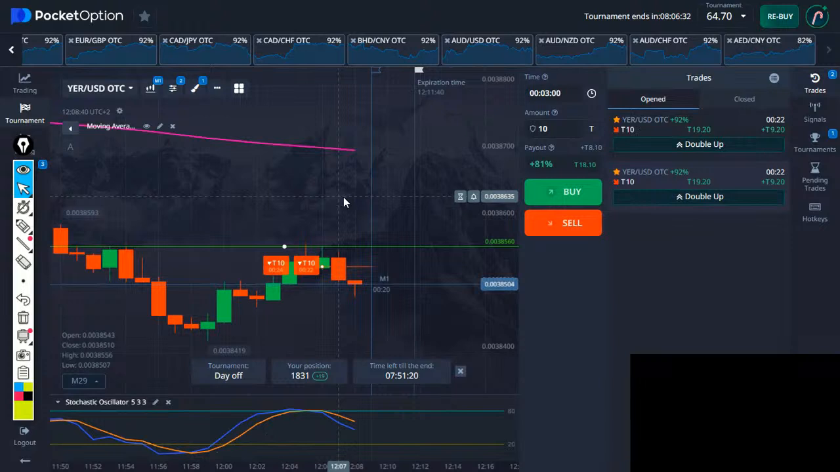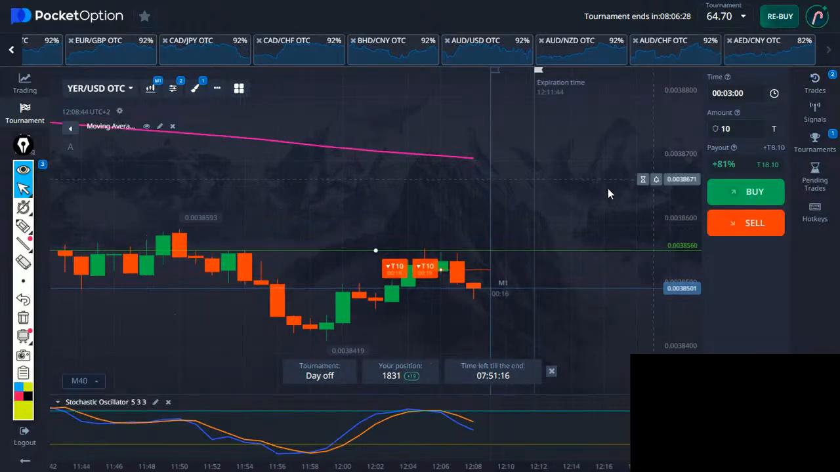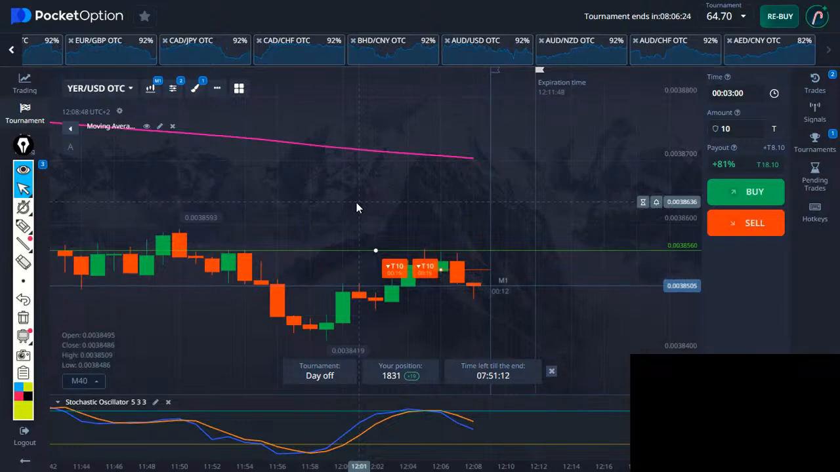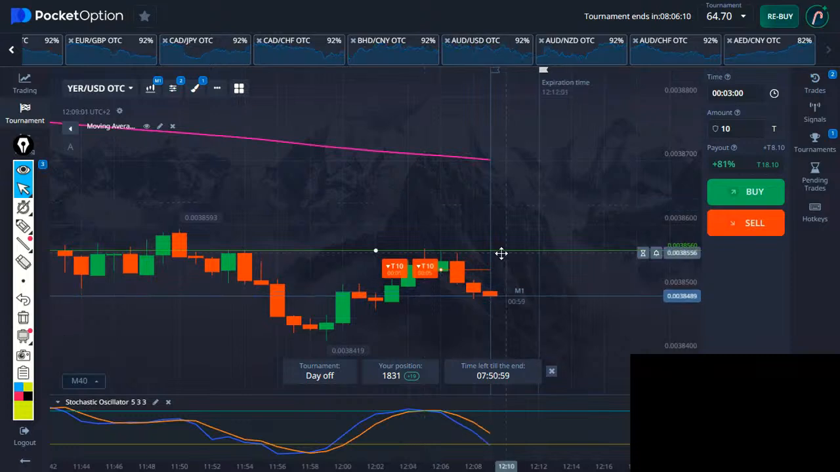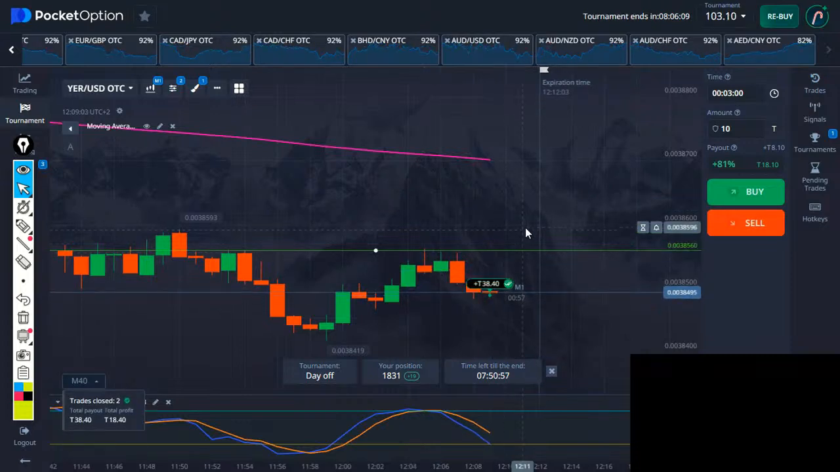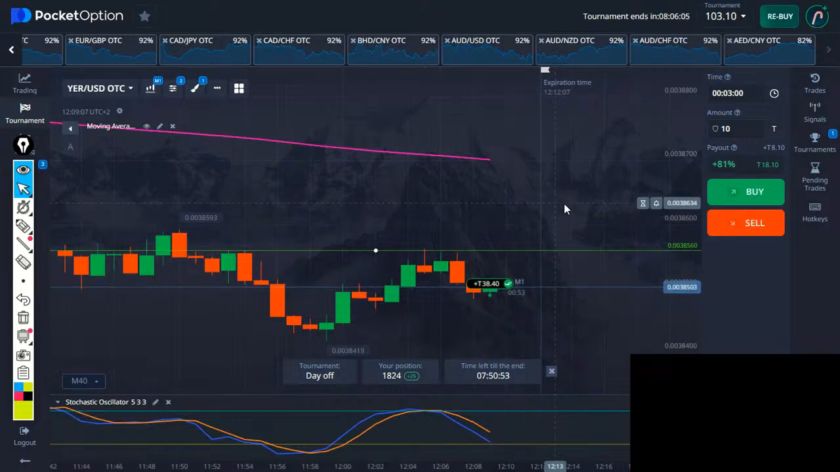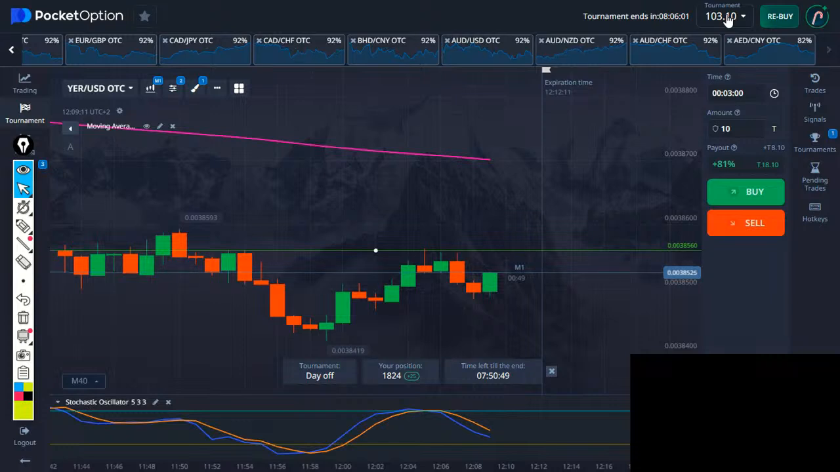22 seconds left. All right. That's a win. Very decent trade. Love it. Okay, so at this point, we are 3% up, which is perfect.